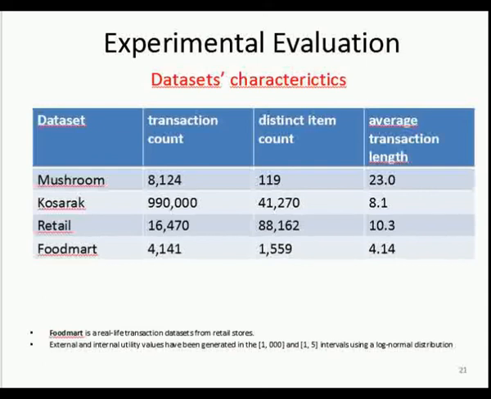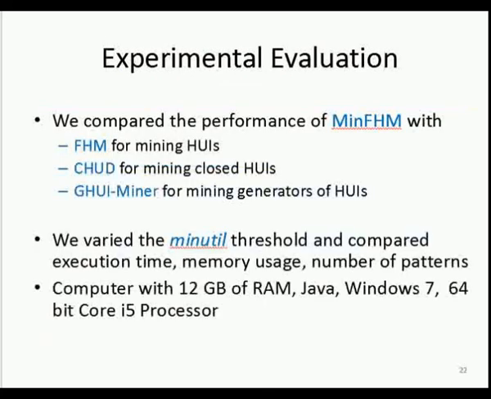Concise is a database about clickstream on the website, the web page that people will click. Retail and Food Mart are 2 databases about shopping, actually. So Food Mart has the real utility values, and for the other database, we use some synthetic utility values as in previous work. Okay, so we did the different experiment.